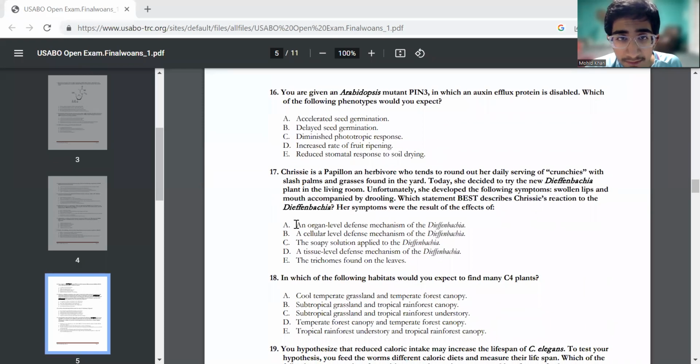And then we got number 17. So Chrissy is a papillon. I don't know what a papillon is, but I don't think it really matters. Papillon, okay, it's a herbivore. So I'll just underline herbivore, who tends to round out her daily serving of crunchies with palms and grasses found in the yards. Today she decided to try a new plant, which I have no idea how to pronounce, like Dieffenbachia. In the living room, unfortunately, she developed the following symptoms: swollen lip and mouth accompanied by drooling.